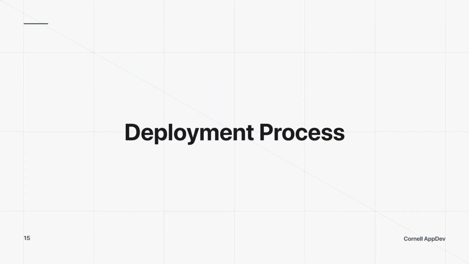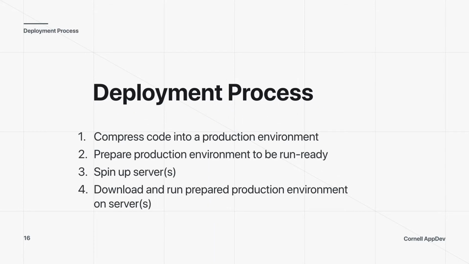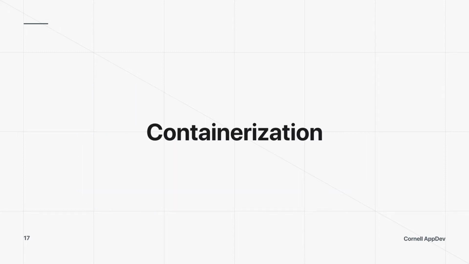So let's talk about the deployment process. This is divided up into 4 steps. First, compressing code into a production environment, and then preparing that production environment to be run ready. And then 3 and 4 are going to be covered in our next lecture. These are setting up your servers, getting them up and running, and then downloading whatever you prepared in steps 1 and 2 so that it can be run on your server. And we'll talk about why 1 and 2 are so important, but together, this is the idea of containerization.